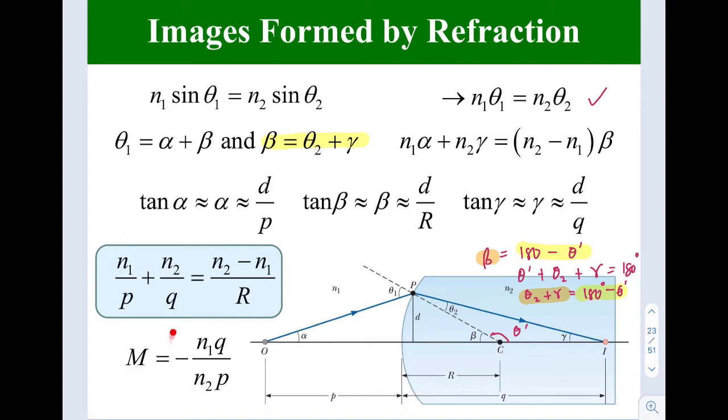This is slightly different compared to the mirror. The formula for the lateral magnification in a mirror does not have the N, the index of refraction. It doesn't consider it. For a lens, yes, we need to consider the N, the index of refraction.